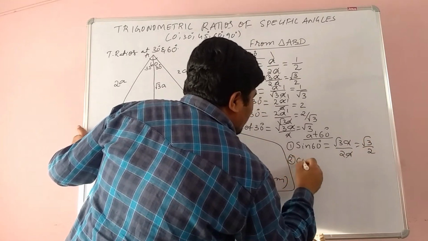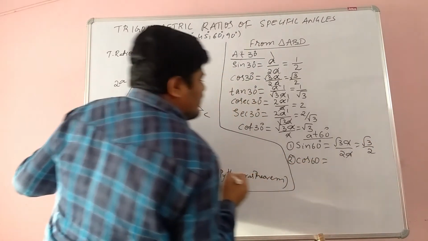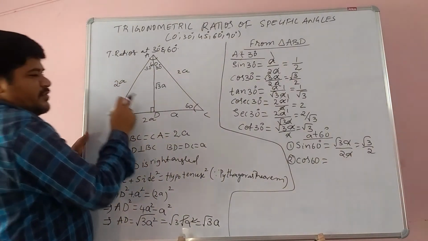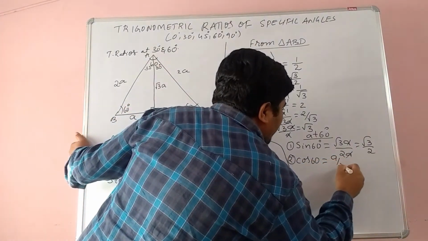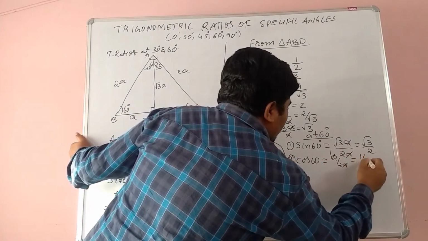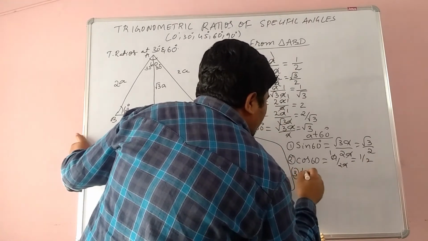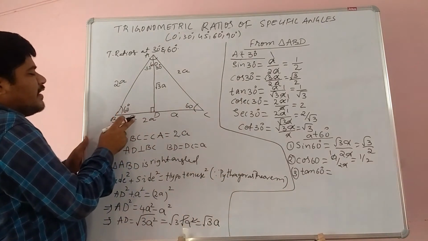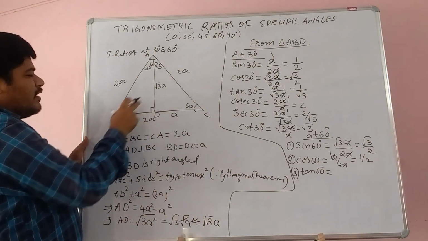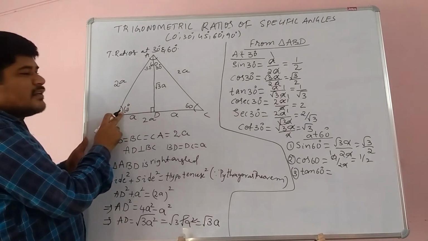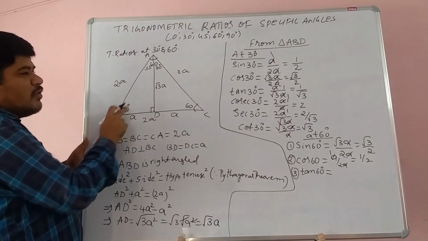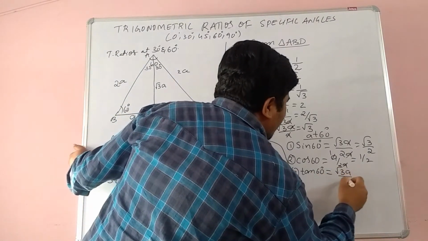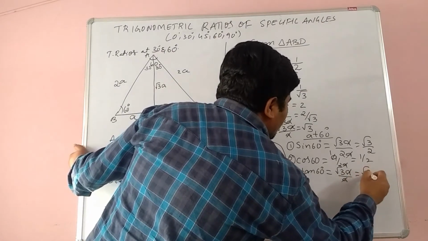So second, cos 60. What is the cos 60 value? With respect to 60, adjacent side by hypotenuse. So that is a by 2a, a cancels, so 1 by 2. Now third one, tan 60. What is tan 60? Opposite side by adjacent side. So tan 60 is equal to root 3a by a, cancel, that is root 3.